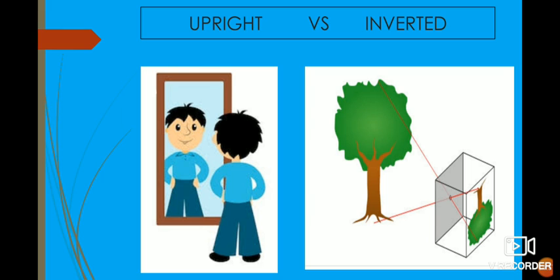Upright versus inverted. You see the small boy looking at the mirror. How do you see the image? It is upright, standing straight, just like the boy. Look at the image formed by this pinhole camera on the right hand side of the tree. The image is actually upside down. It is not upright, but it is upside down. Then we call this image an inverted image.